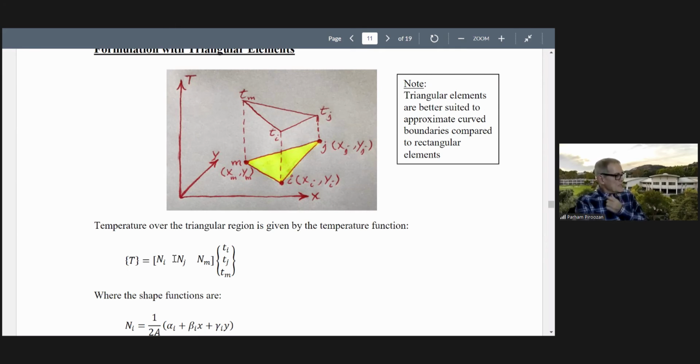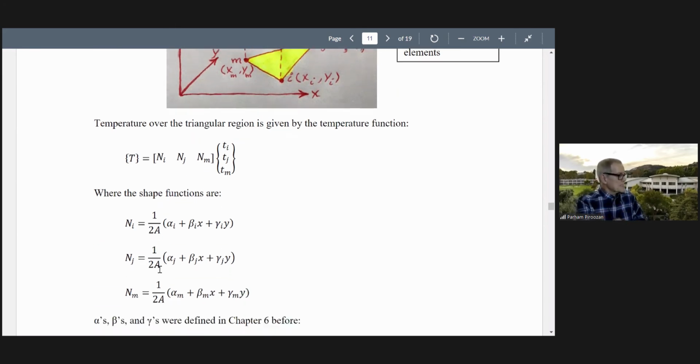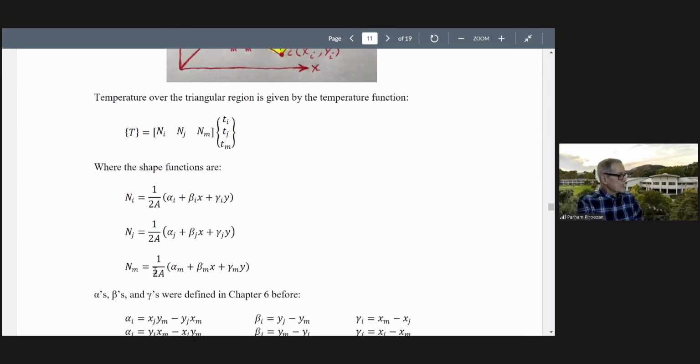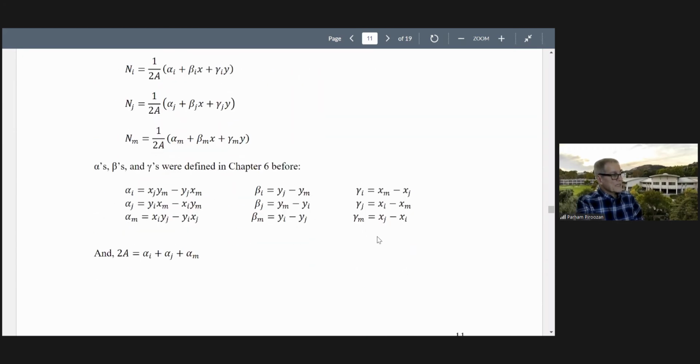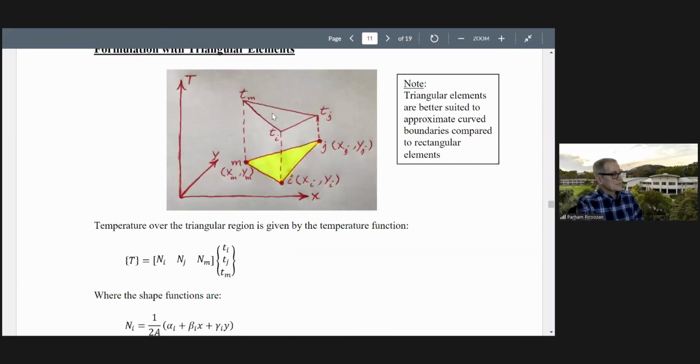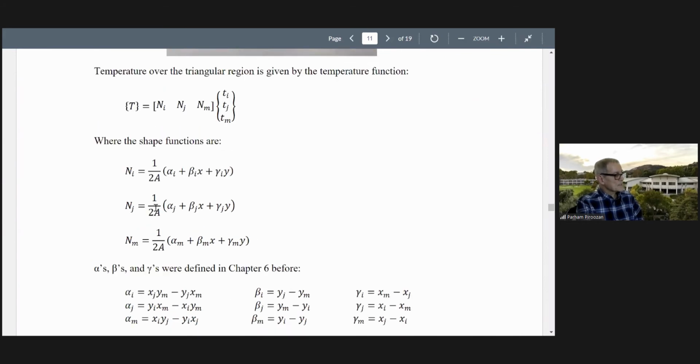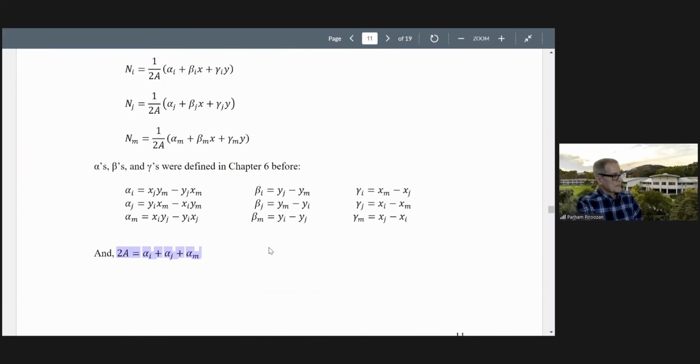So we found our shape functions in solid mechanics, Ni, Nj, Nm, in terms of all these alphas, betas, and gammas. These are shape functions, and alphas, betas, and gammas are given by this function. These are all coordinates of these nodes. And 2A is twice the area of this element. It is alpha i plus alpha j plus alpha m. So this is for this element. Everything here is the same as what we had in solid mechanics.